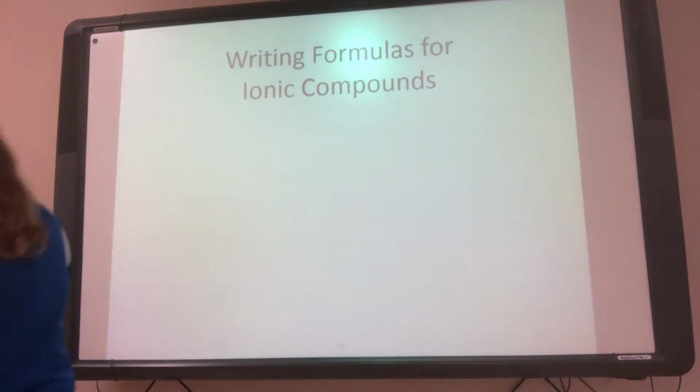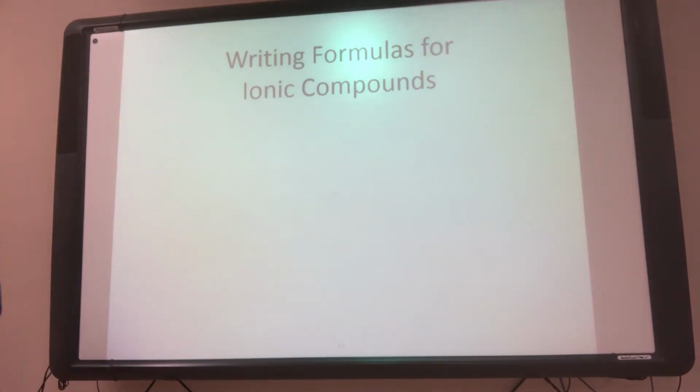So now that we've talked about properties of ionic compounds, now we want to start writing the formulas. Okay, so we're going to have a few steps here to write the formulas. The first step is you want to write the symbol for the metal cation and its charge. So write the symbol for the metal cation and its charge.